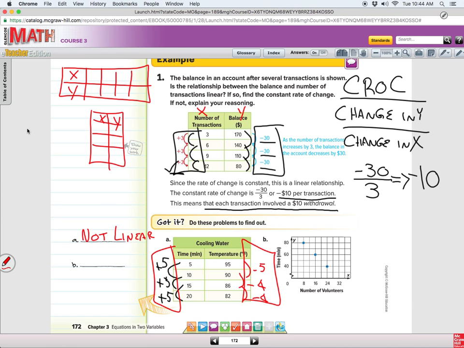Alright, let's look right here at B, which is a graph. One super easy way to tell if it's a linear relationship, especially if you have a ruler, is to draw a line through the points. If it's a straight line, it's linear. Let's say you don't have a ruler and you're really not even sure, then you can take y over x, which is how we find the CROC, or the constant rate of change.